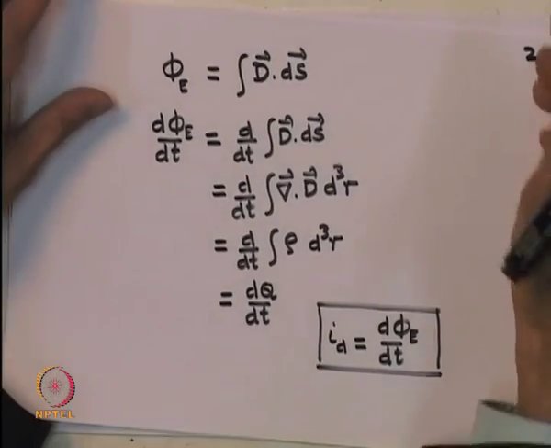So, in other words, in the outside circuit there is a conduction current which is being supplied by the battery when the capacitor is being charged. In the inside, what we have is a rate of change of electric flux, and that acts very similar to an external current.